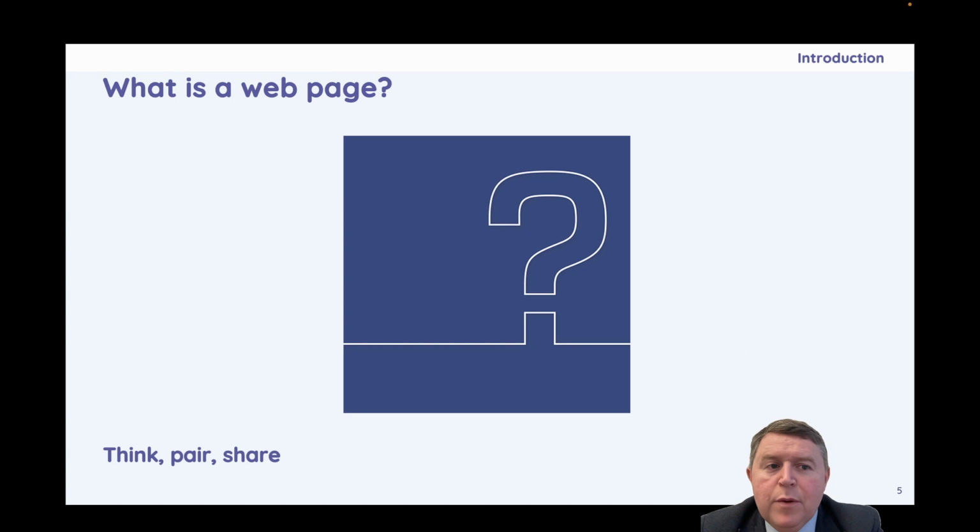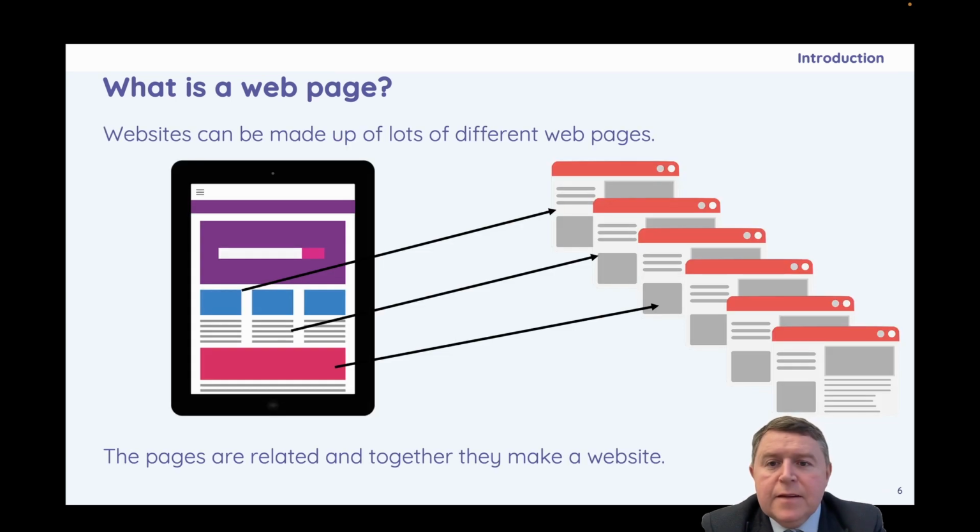So what is a web page then? We talked about what a website is, and a website is a collection of different resources relating to a topic. A web page is one of those pages on a website, so one of the pages that you would use. Okay, so again, think about it and share with the person beside you. So websites can be made up of lots of web pages. These pages are related and linked to each other, and that's an important step, that they link to each other.